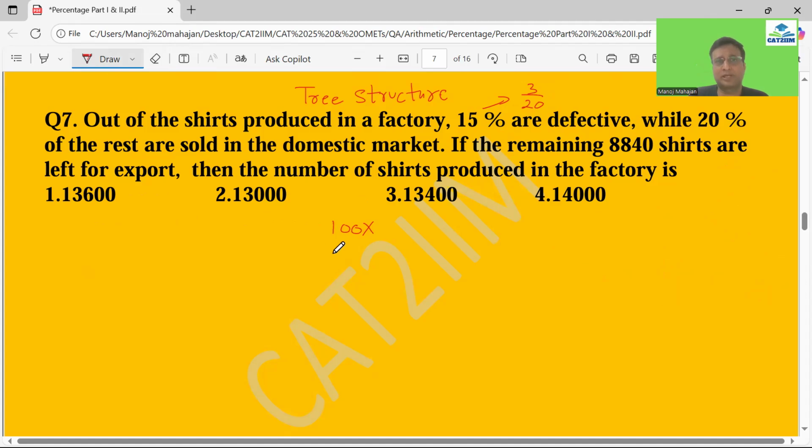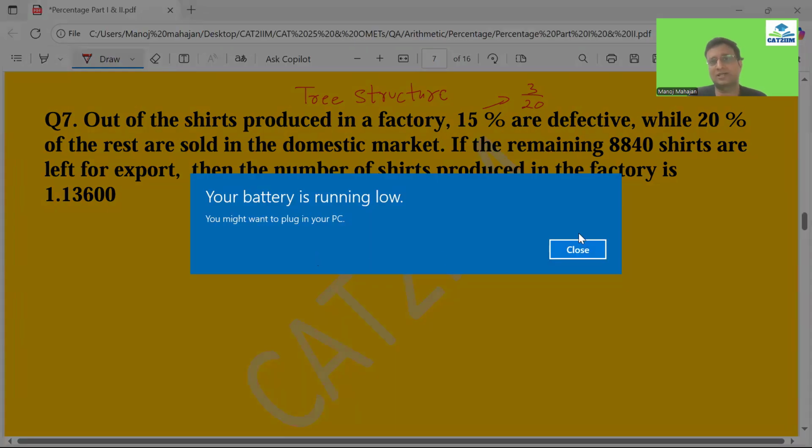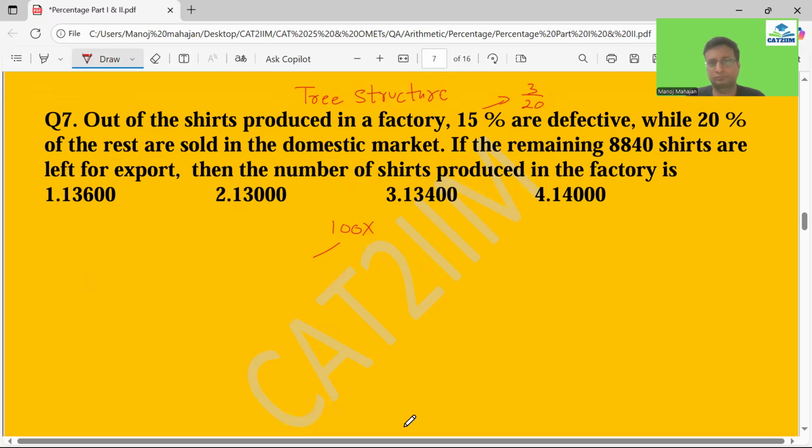So if you calculate 3 by 20 of this, as it is already, you could have directly calculated 15% also because we took the number 100. It would have been damn easy, 15x, or maybe if you calculate 3 by 20 also of this number, you would get the same thing. Now, if 15x is defective, so can I say remaining 85x will not be defective? Correct? So far we don't have to convert anything because all are coming in integers.